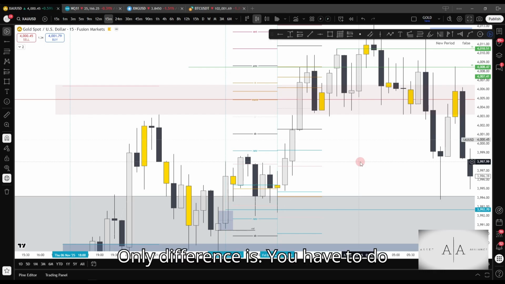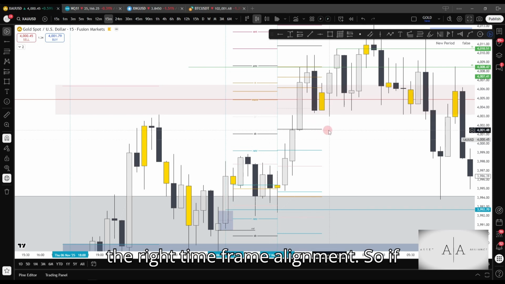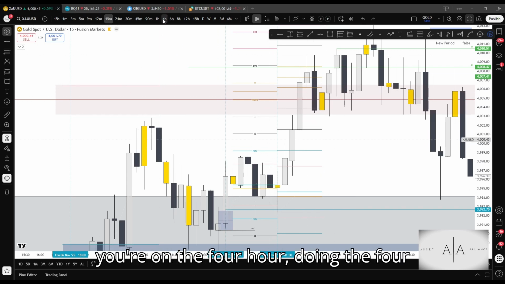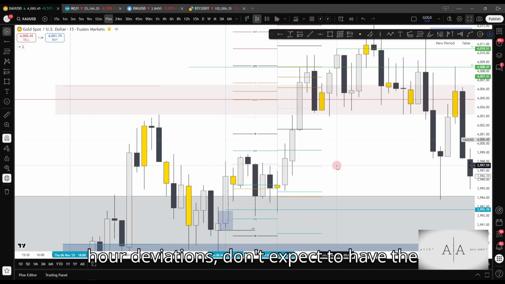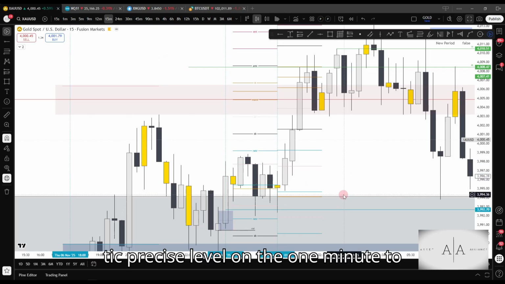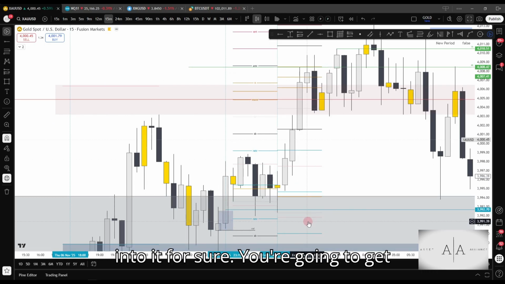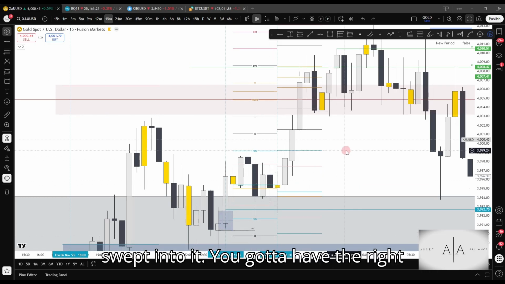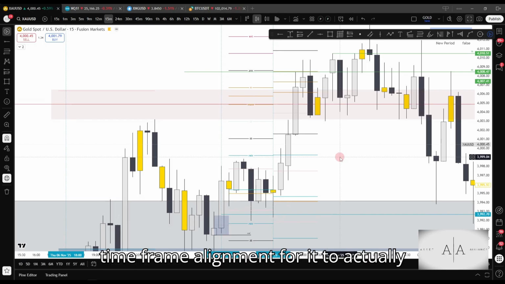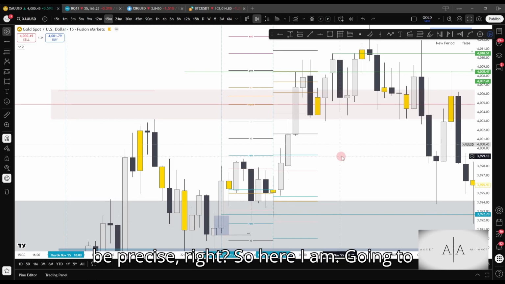Only difference is you have to do the right time frame alignment. So if you're on the 4 hour doing the 4 hour deviations, don't expect to have the tick precise level on the 1 minute to get reacted to. You're gonna get swept into it for sure. You gotta have the right time frame alignment for it to actually be precise, right?